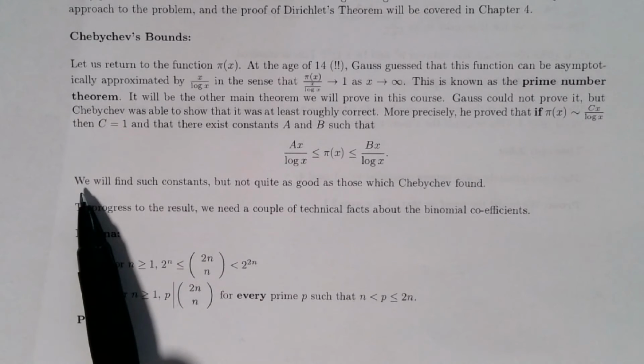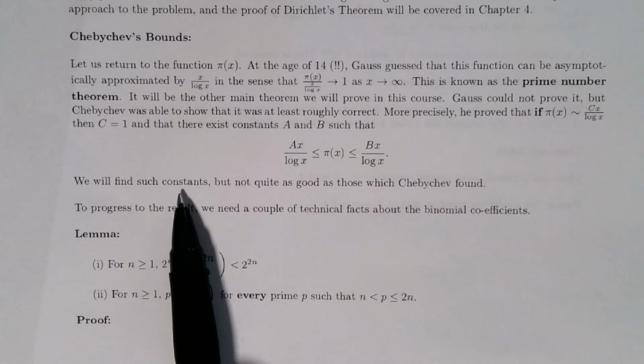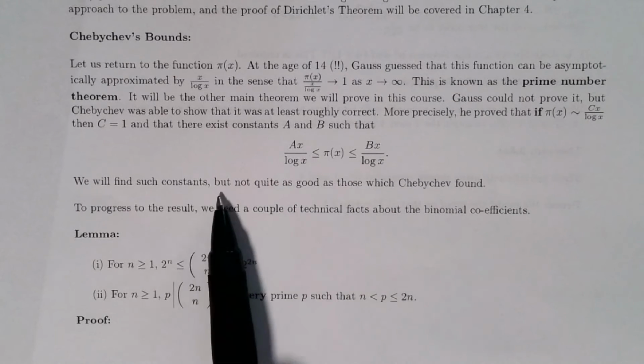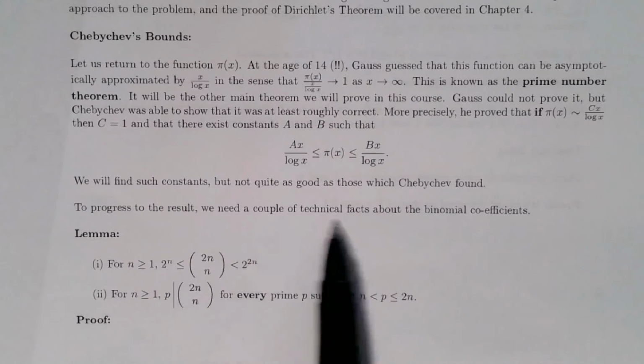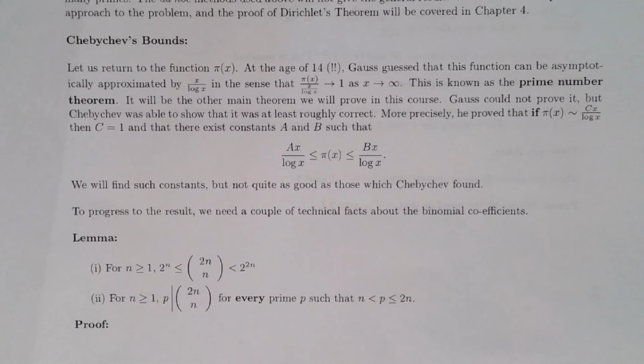We will do a similar thing, and we're going to find such constants a and b. Probably not quite as good as the ones Chebychev found, but they will at least do for the time being until we get to the prime number theorem. Now, to get to this result, we need a couple of technical lemmas about the binomial coefficient.